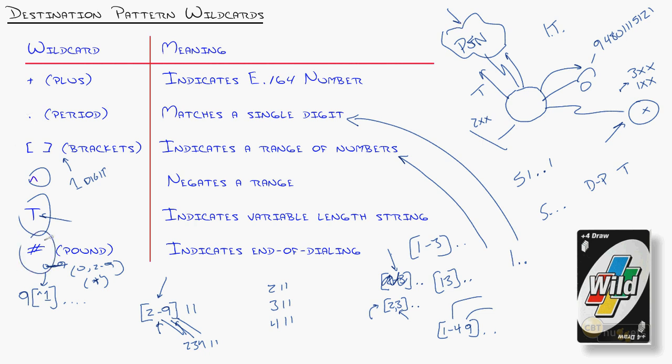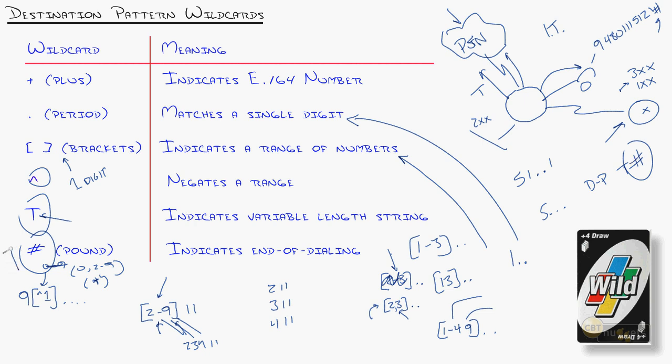Pound indicates end of dialing, and I would say it's optional. You don't have to put it in there, but you could. So for instance, I could do T pound as one of my destination patterns. So that's a way to overrule that interdigit timeout. Let's say I'm done dialing, I can just hit the pound key after that and immediately process the call. Truth is, the router will do that every time, whether it's in the dial plan or not.